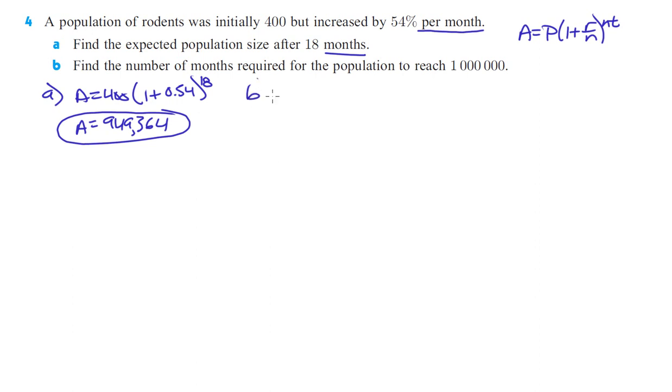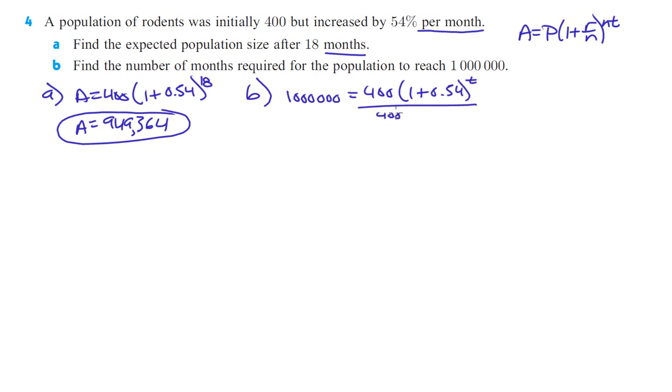Okay, part B, find the number of months required for the population to reach 1 million. It's not going to take much past these 18 months, is it? Should be pretty close to that, it looks like. So let's take a look here. We know that we're looking for 1 million, and it starts at 400, and it's increasing 0.54 all to the t.